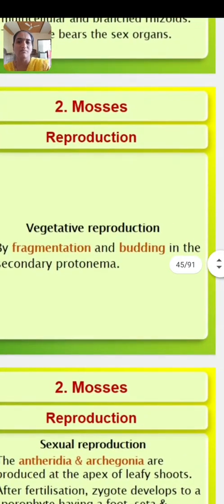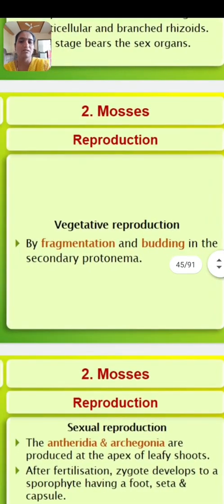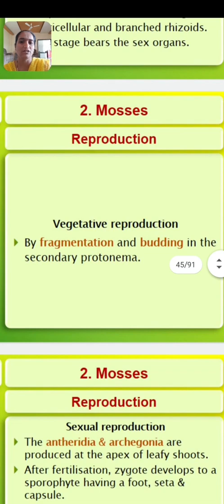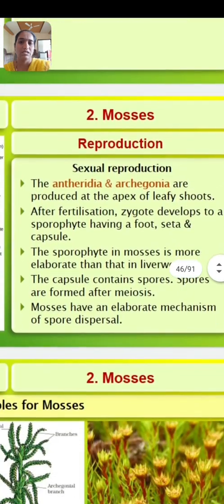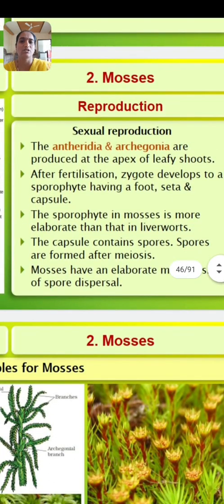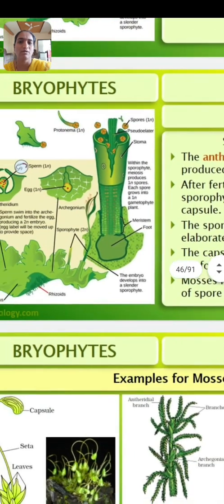Then reproduction in mosses. Reproduction in mosses takes place by vegetative reproduction and sexual reproduction. In the vegetative method of reproduction, it takes place by fragmentation and budding. In sexual reproduction of mosses, the antheridia and archegonia are produced at the apex of the leafy shoot. After fertilization, a zygote is formed.